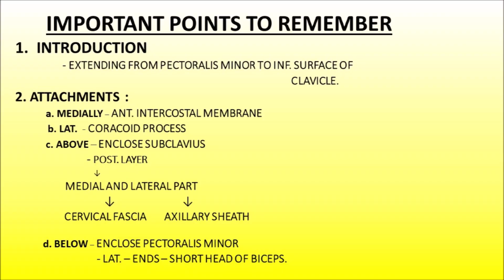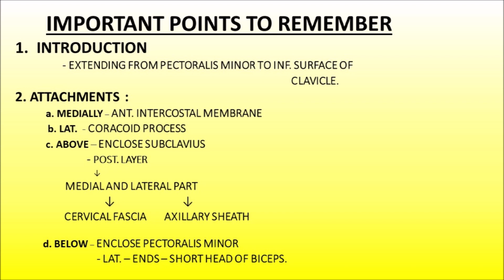Now, let us summarize the most important points to be remembered under clavipectoral fascia, which we have just discussed in the form of a diagram. Let us start with the introduction. Clavipectoral fascia is a strong sheet of fascia which extends from the pectoralis minor to the inferior surface of the clavicle. It has four attachments: medially, laterally, above, and below.